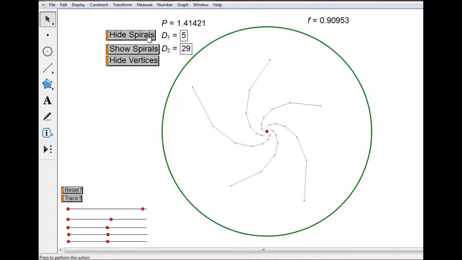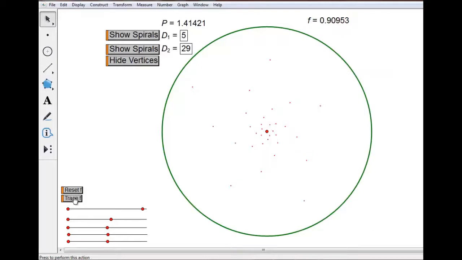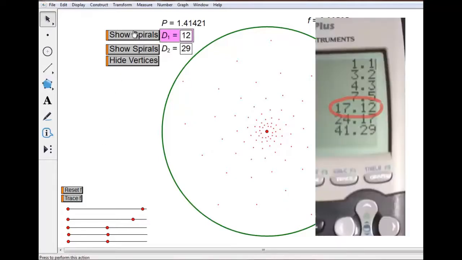This corresponds to the rational approximation 7/5. Continuing a little way along, I can see another set of spirals. There are 12 of these, corresponding to 17/12.